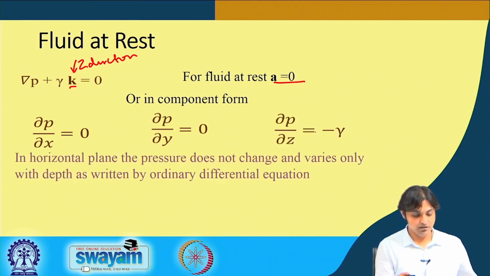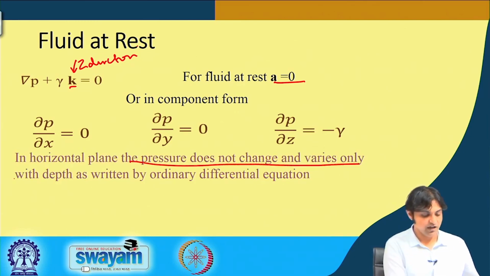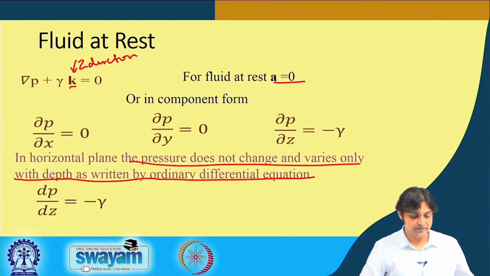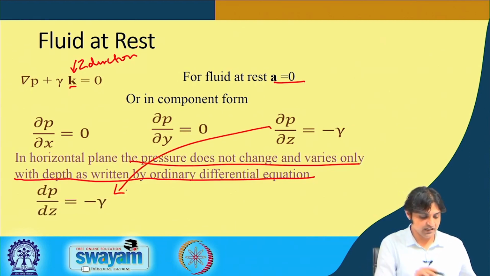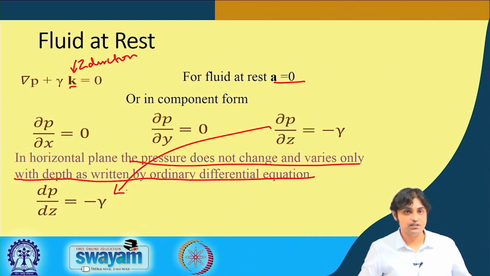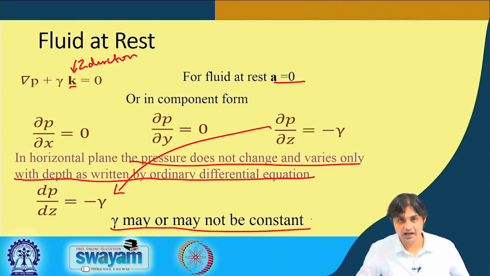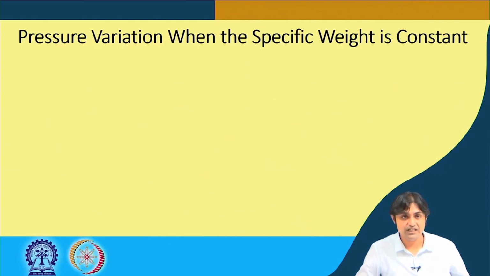So what does it mean? In the horizontal plane the pressure does not change and varies only with depth, as written by an ordinary differential equation. So in case of no acceleration, there will be no pressure variation in x and y direction, only in z. So this equation in z direction can be written as dp dz equals minus gamma. Now, one of the important things is that gamma may or may not be constant, and that is what we are going to see next.